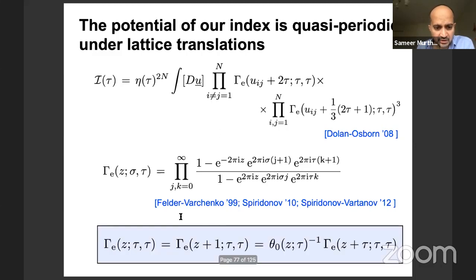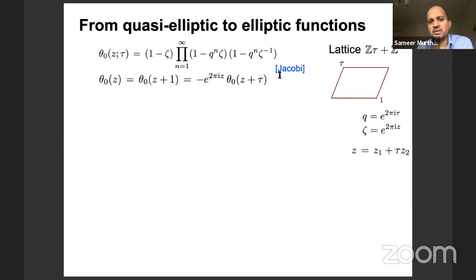Now this has a periodicity in the horizontal direction, so z goes to z plus 1, but in fact it's not periodic as z goes to z plus tau. It's only quasi-periodic, and quasi-periodic means in this case that it's equal up to a factor of theta naught. What is theta naught? Theta naught is the usual Jacobi odd theta function divided by the eta function.